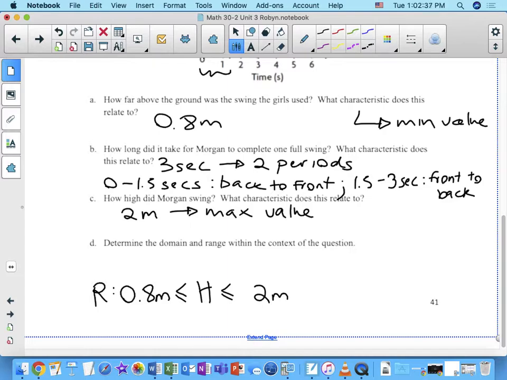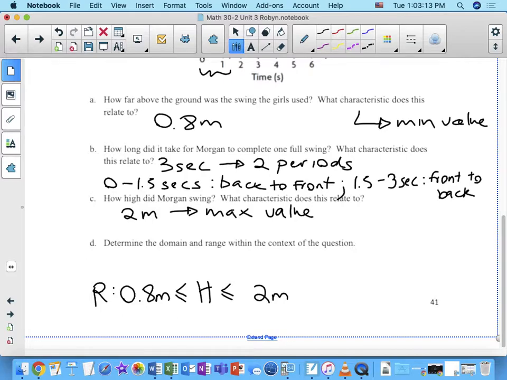Yes? When it comes to range, would the inequalities always go this way, or does it depend on the question? The inequalities, when you have a double inequality, meaning that the variable is sandwiched between a min and a max, okay? The inequalities are always going to point towards the smaller value between the minimum value, okay? So if I had switched it around and put my 0.8 on the other side and the 2 on the left, yeah, then the inequalities would switch around, okay?